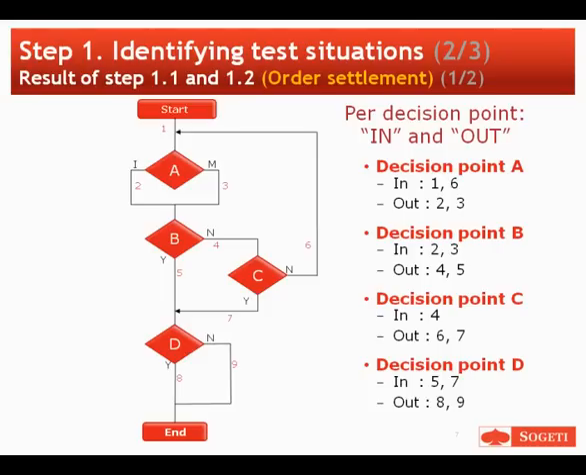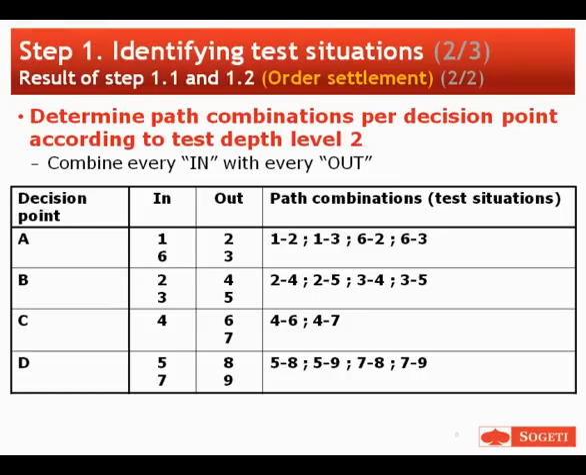Here we see the procedure diagram being brought down to its essence. The first step in applying paths, test depth level 2, is to identify the incoming and outgoing paths for each decision point. The next step is to combine every incoming path with every outgoing path. The resulting path combinations are the test situations for path test depth level 2.